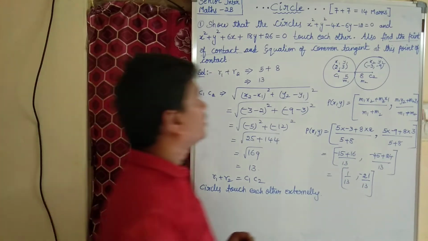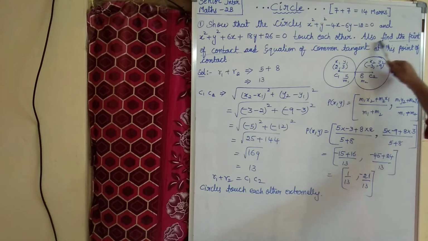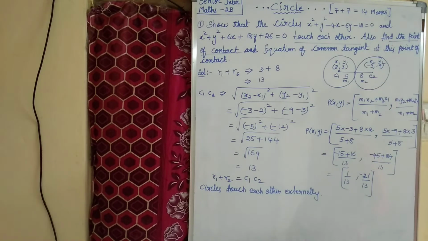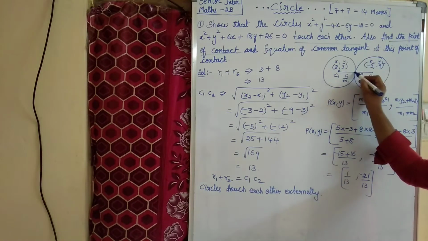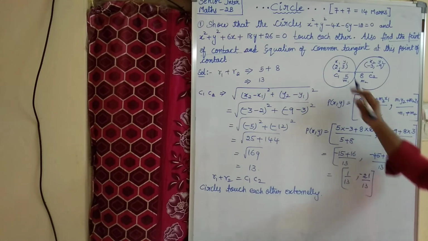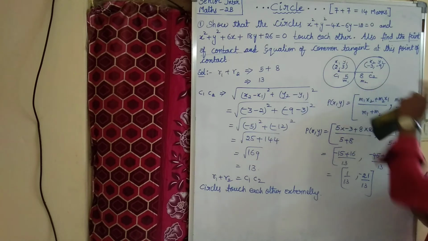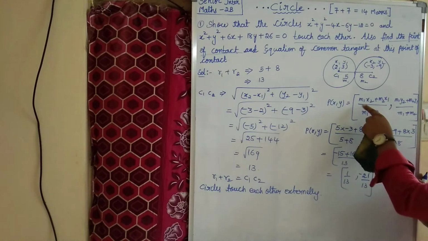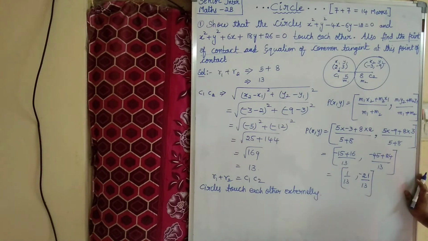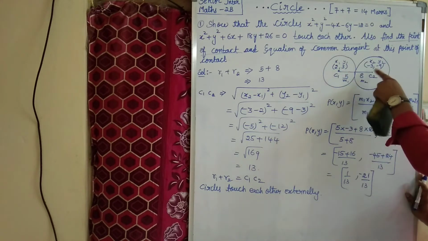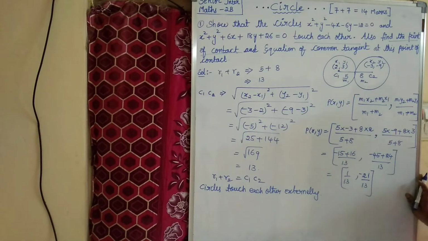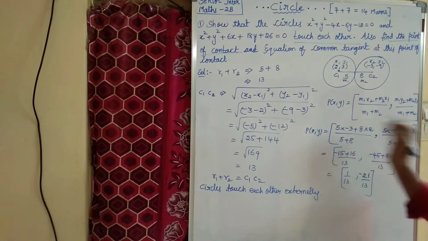Children, is it clear? That is our second question: also find the point of contact. Whose ratio m1 m2 is 5:8. The points are x1 y1 and x2 y2. We have the formula P of x comma y equal to m1 x2 plus m2 x1 by m1 plus m2 comma m1 y2 plus m2 y1 by m1 plus m2. So these are the x1 y1 x2 y2 values. We substituted, we got the point of contact 1 by 13 comma minus 21 by 13.